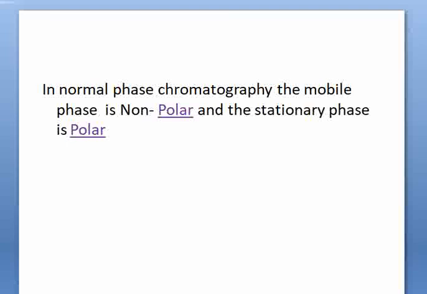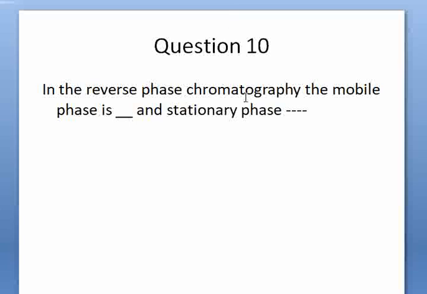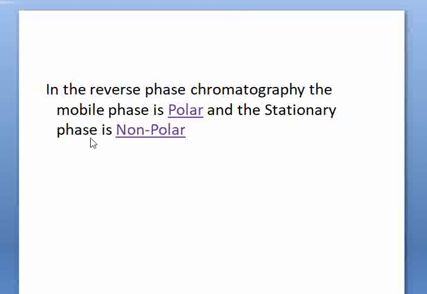Likewise, the last question: in the reverse phase chromatography, the mobile phase is dash and the stationary phase is dash. As I told you earlier, if it is reverse, P should not come in the stationary phase, that means non-polar. Here it is polar. The answer for this: in the reverse phase chromatography, the mobile phase is polar. Mobile phase should be polar for the reverse phase chromatography. Stationary phase is non-polar. So along with this, we have to keep it in our mind.